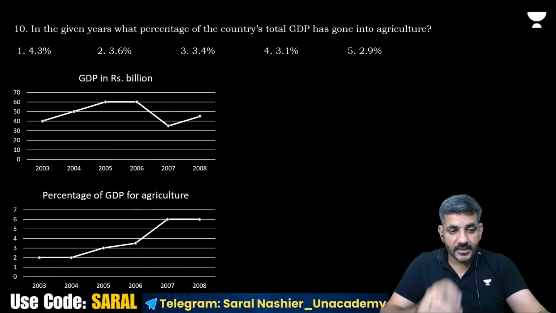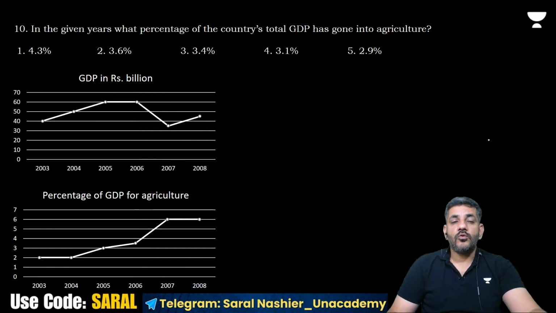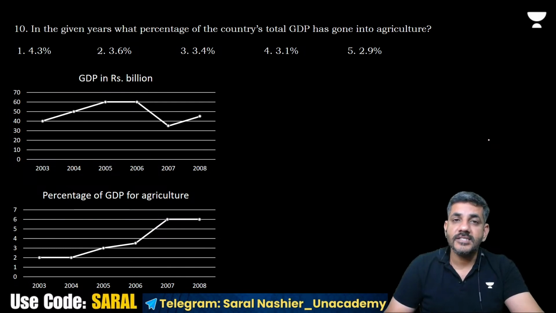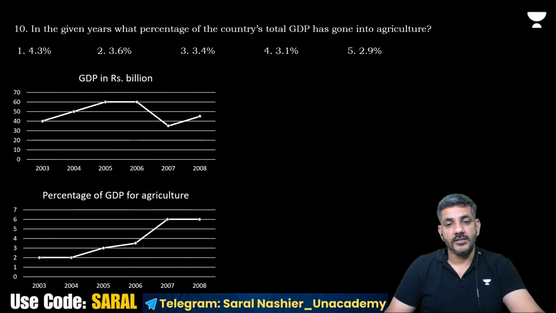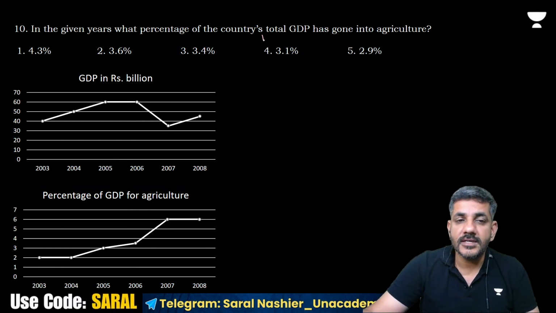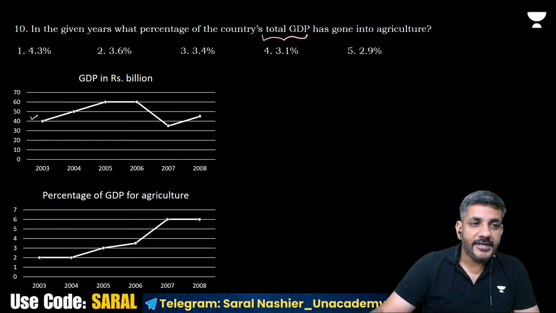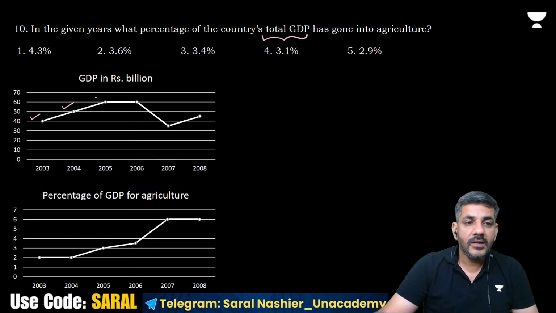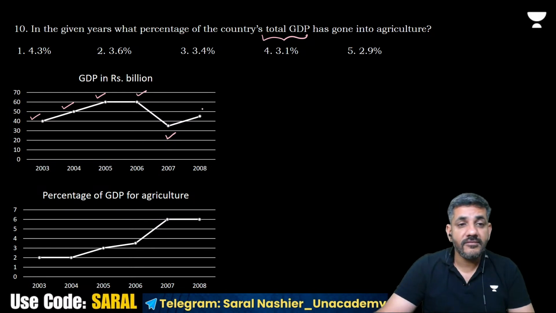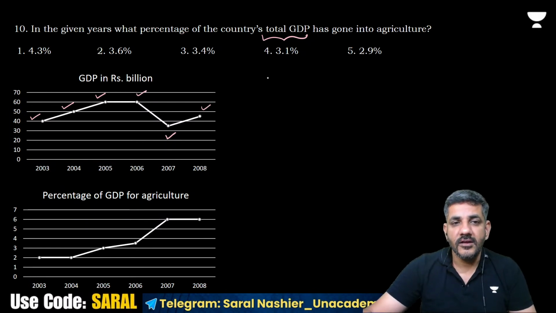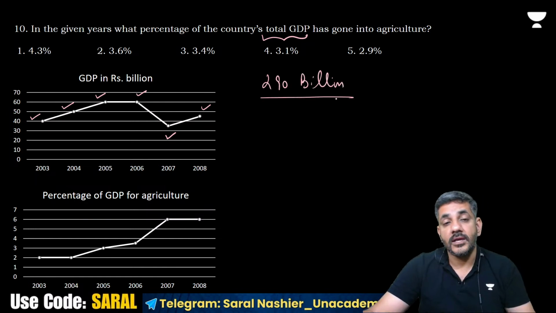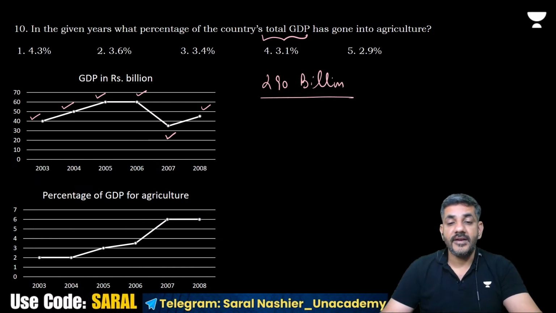Let's start doing question number 10. What does it say? We have to find out what percentage of the country's total GDP has gone into agriculture. So first of all, what is the country's total GDP? Let's calculate this. It is 40 plus 50, that is 90, plus 60, which is 150. 150 plus 60 is 210. 210 plus this is 35. 210 plus 35 is 245, and 245 plus 45 is 290. So the total GDP is 290 billion rupees.